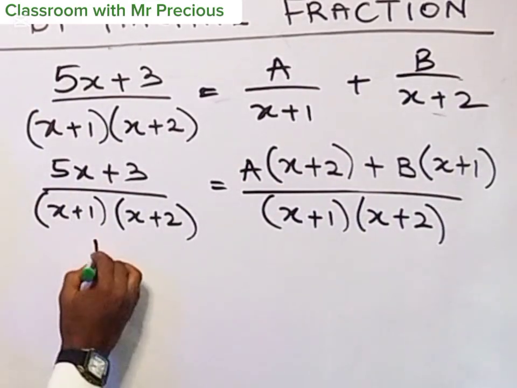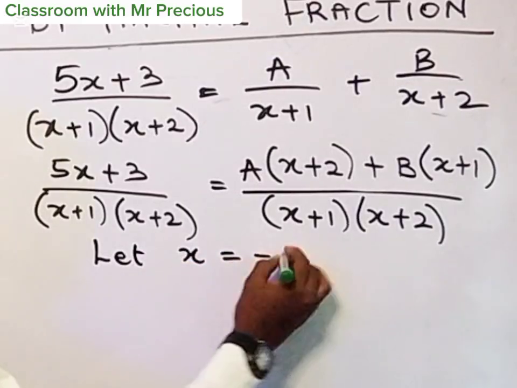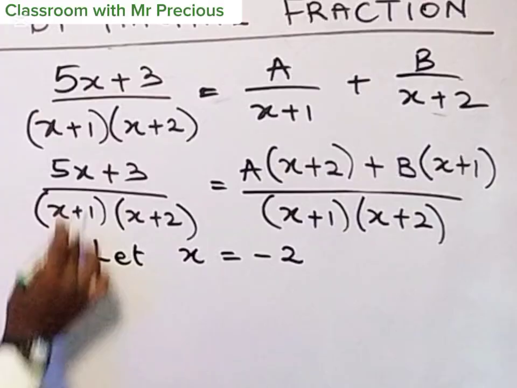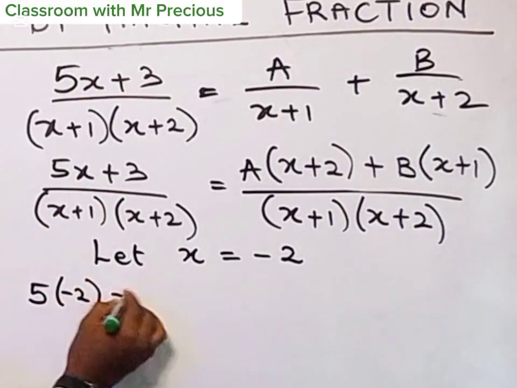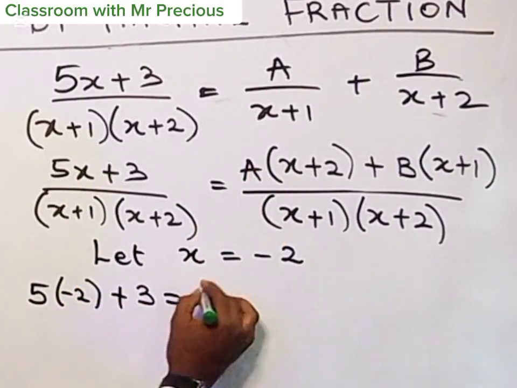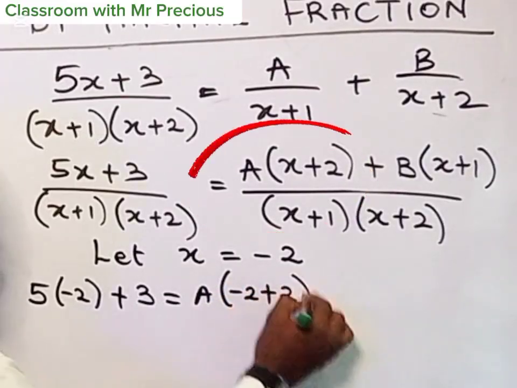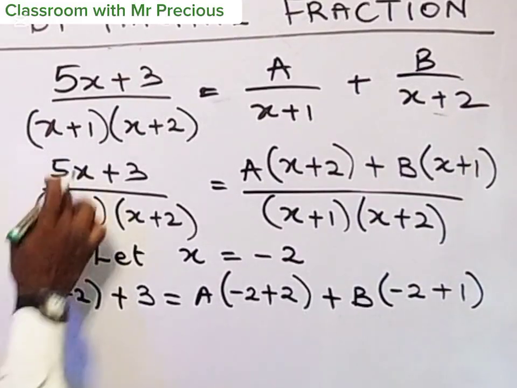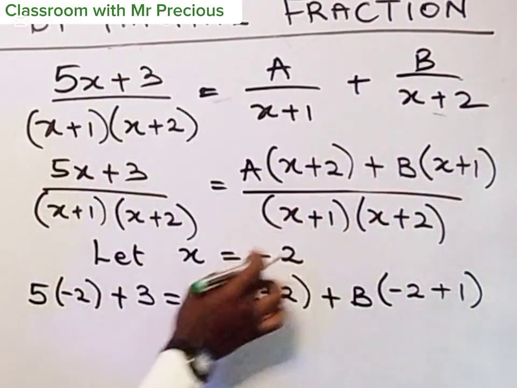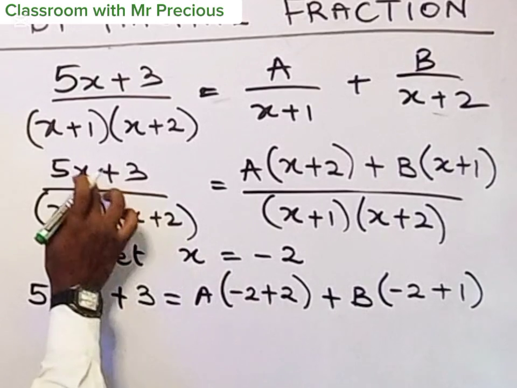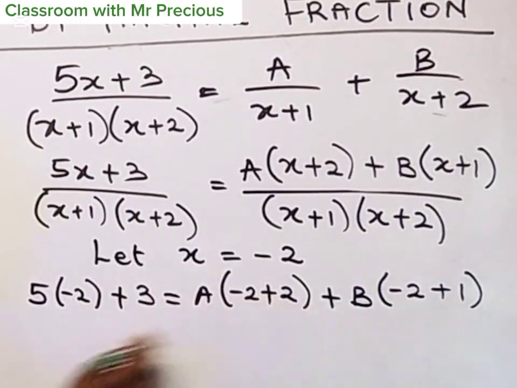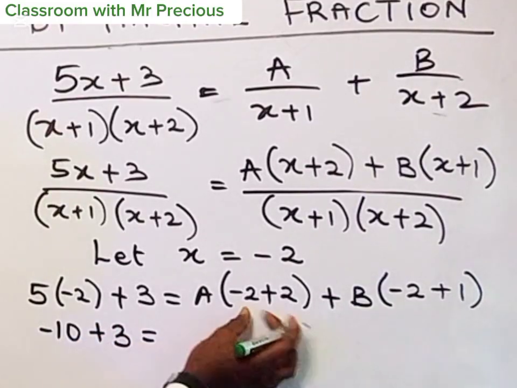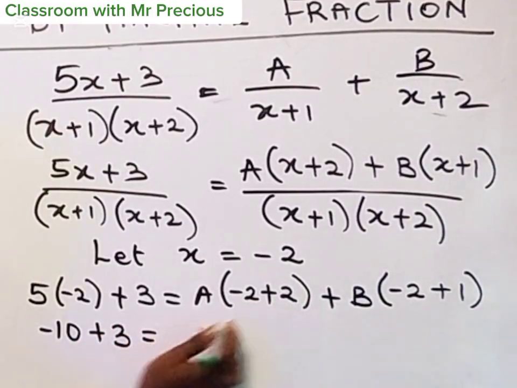So what you will do is let x be minus 2, and you take only the numerator. So we have 5, this is x, you write minus 2, plus 3 equals A times (minus 2 plus 2) plus B times (minus 2 plus 1). What did I do? I just wrote the numerator and replaced anywhere I saw x with minus 2. That's all. So I can open this bracket now. 5 times minus 2 is minus 10, plus 3, equals minus 2 plus 2 will be 0.